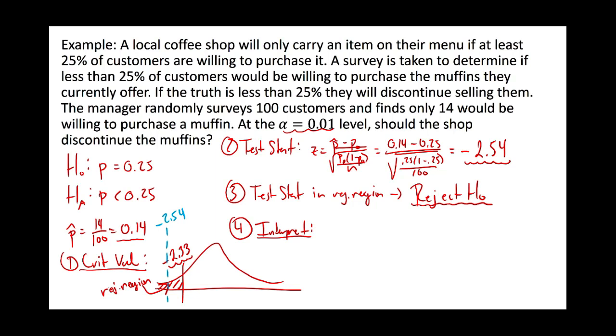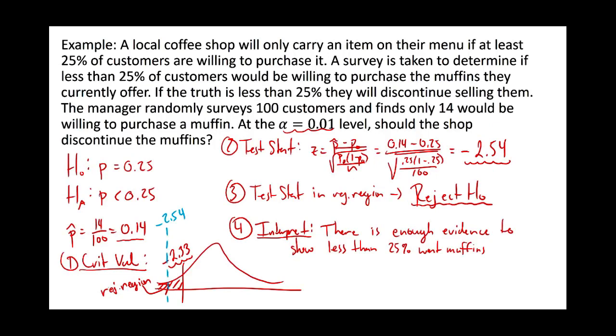Yeah, so that's a very intuitive way to say it. They shouldn't sell it because 25% don't want it, right? That would be a completely acceptable answer. And a really formal interpretation would be: there's enough evidence to show that less than 25% want muffins. Or like you said, don't carry the muffins because 25% don't want them.